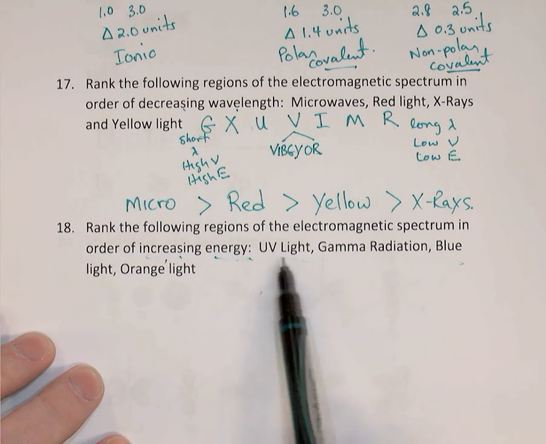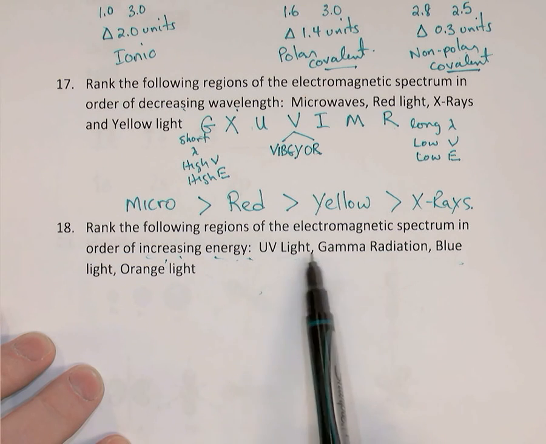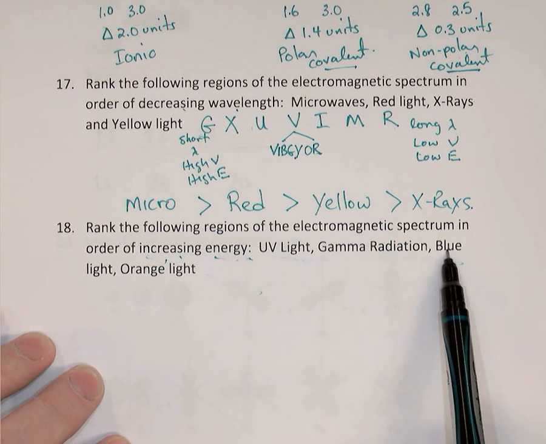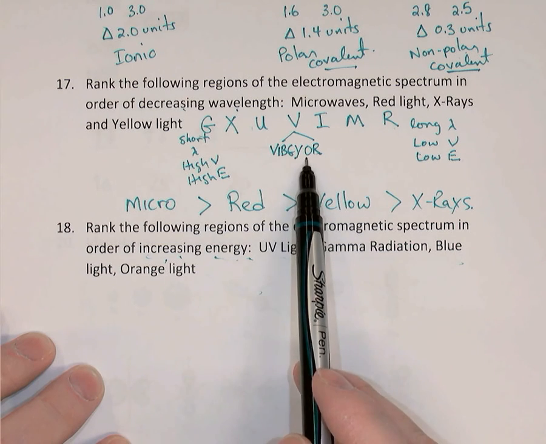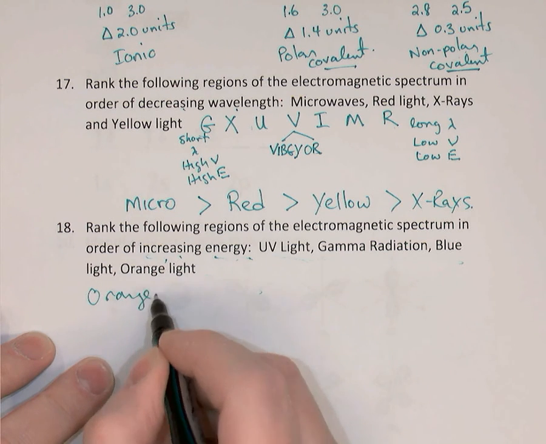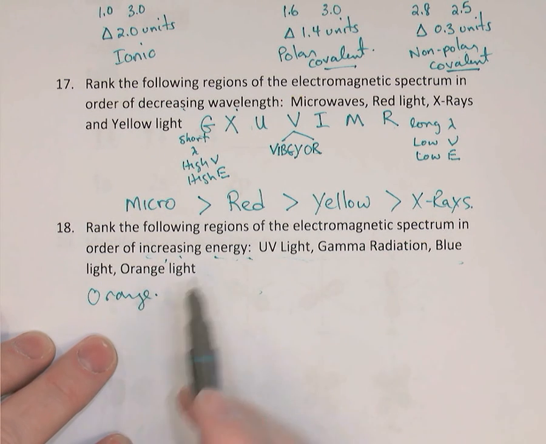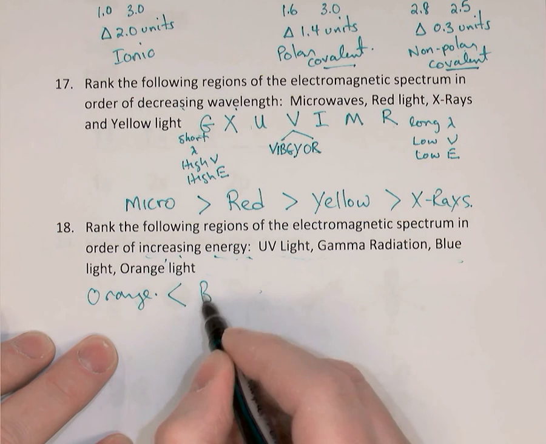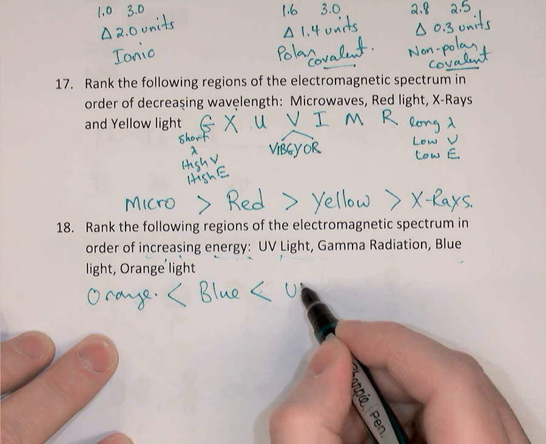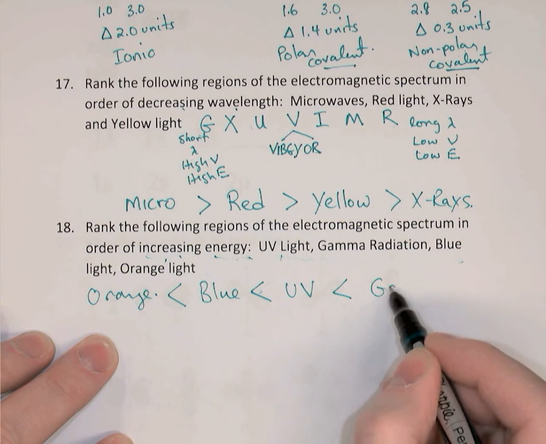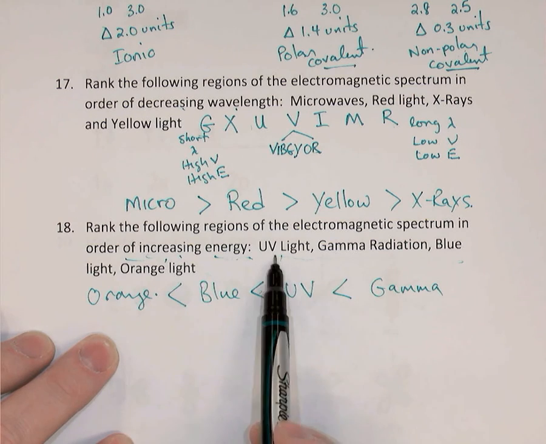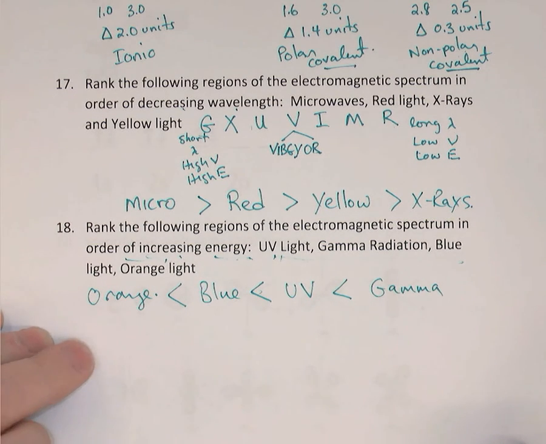So the lowest energy of these choices, UV and gamma, are both over here. So it's going to be one of these visible light colors. It'll be orange followed by blue. So orange is the lowest energy. It's less than blue. And that's less than UV light, which is less than gamma. Gamma is the largest energy, so I've done an increasing energy sequence.